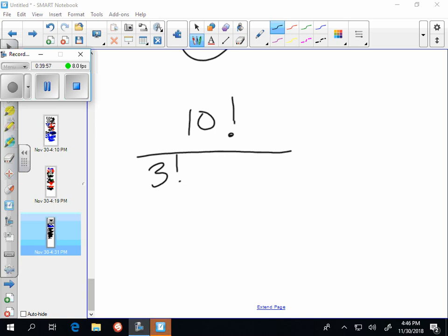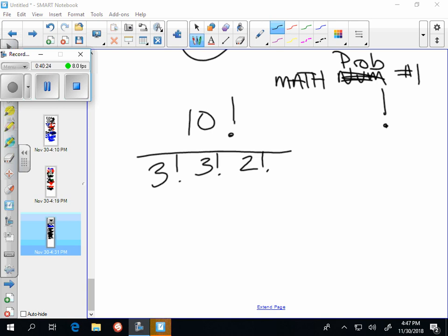How many s's are there? There's 3 s's, so we're going to divide by 3 factorial. How many i's are there? There's 2 i's, so we have to divide by 2 factorial. Now remember when you went to math, probability, and you saw N choose R as number 4? Well, number 1 is factorial. So I can go to my calculator and ask my calculator for factorial.